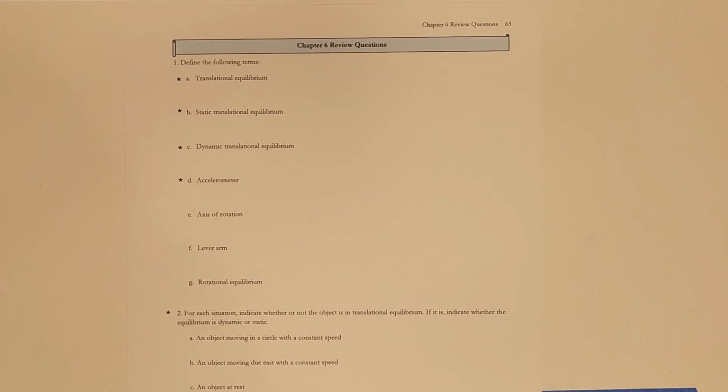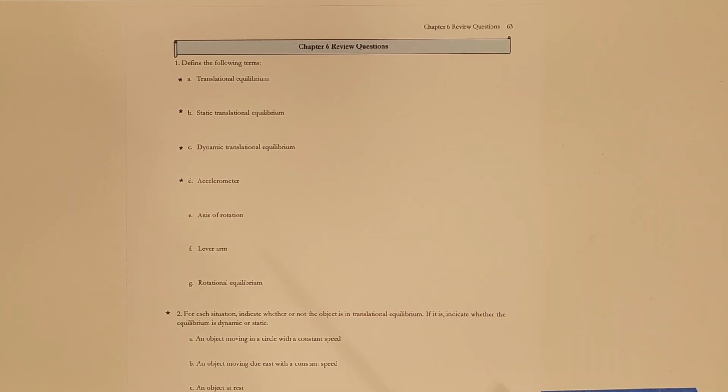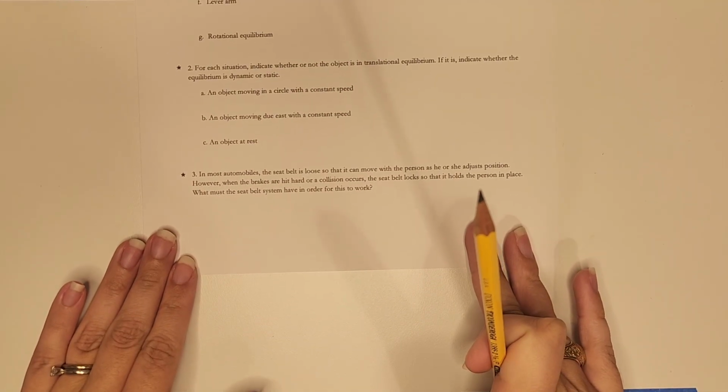This is the Chapter 6 review questions from Berean Builders Discovering Design with Physics. As usual, I am not going to go over these definition terms because you can easily find those in the book. So we'll skip on ahead to question 2.